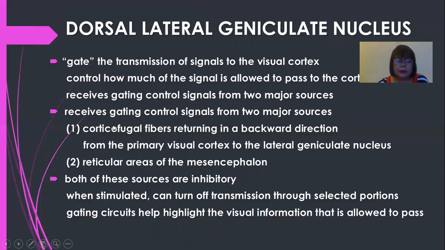It also receives signals from reticular areas of the mesencephalon. Both of these are inhibitory. So when stimulated, they can turn off transmission through selected portions, gating circuits which highlight visual information that is allowed to pass.